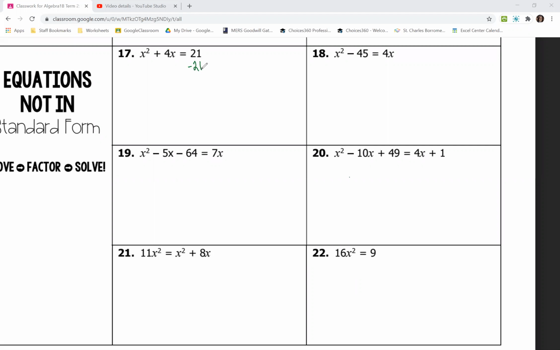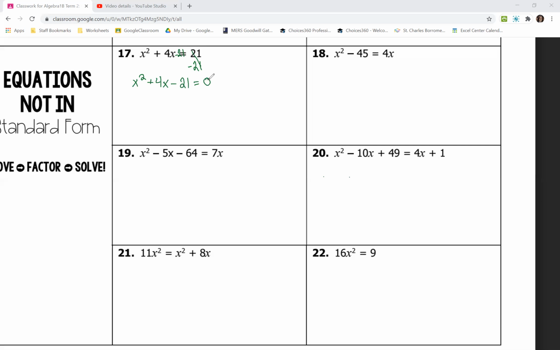Whatever you do to one side, you have to do to the other. But if you notice, I don't have any constant terms on the left-hand side. I have an x squared and I have a positive 4x. I can't combine 21 with any of those, okay? So I'm still going to subtract 21 from both sides, okay? But what it's going to be is x squared plus 4x minus 21. Okay, and then now that equals 21 minus 21 is 0.